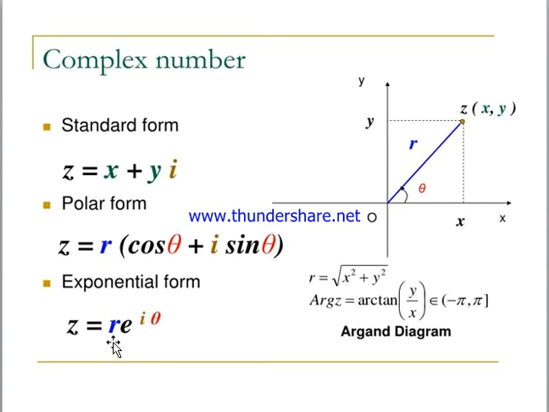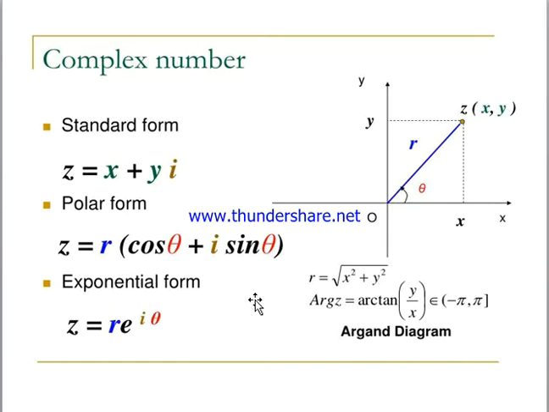Here we can find the r value by using x and y: r is equal to under root of x square plus y square. Since x is r cos theta and y is r sin theta, if you substitute, we get r square is equal to x square plus y square, so r is equal to under root of x square plus y square. And theta is tan inverse of y by x, because arg z is equal to arc tan of y by x, and the limits are minus pi to pi. So theta is equal to tan inverse of y by x in the polar form.